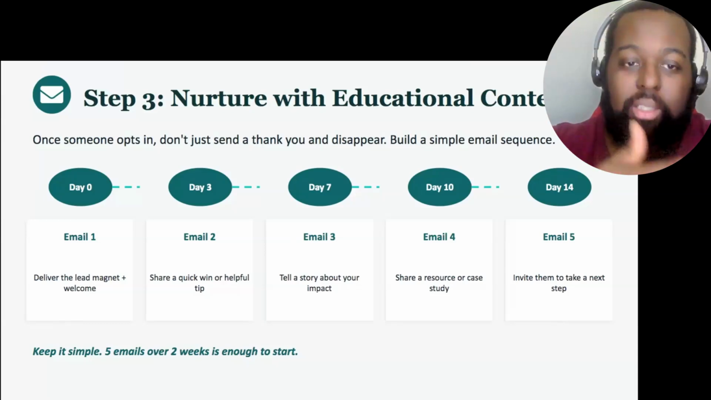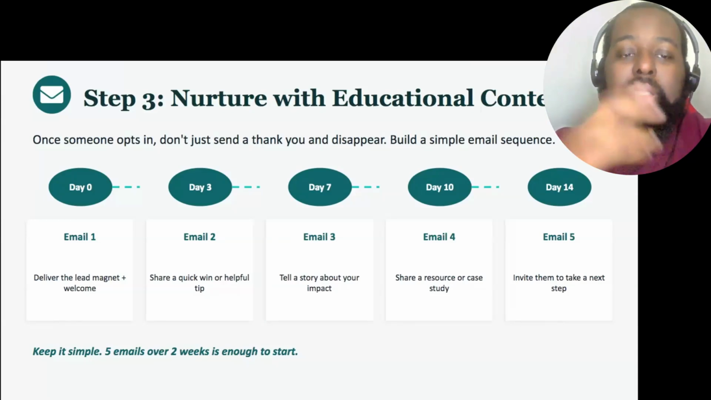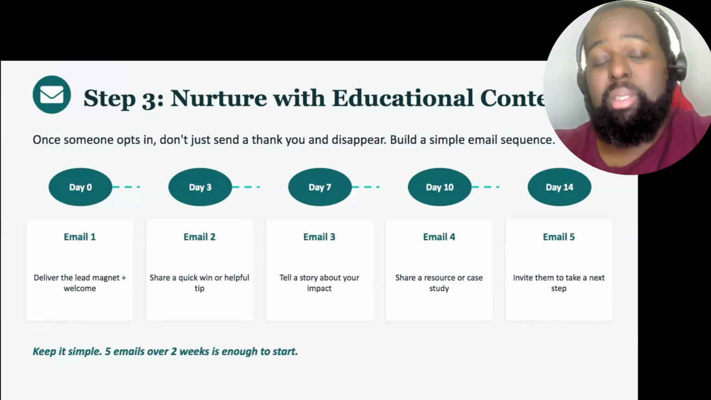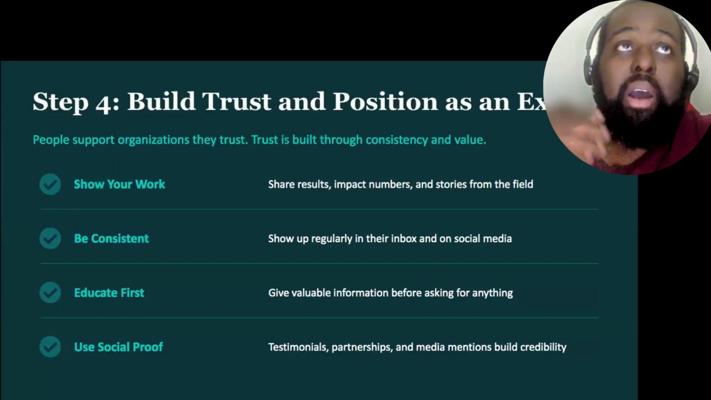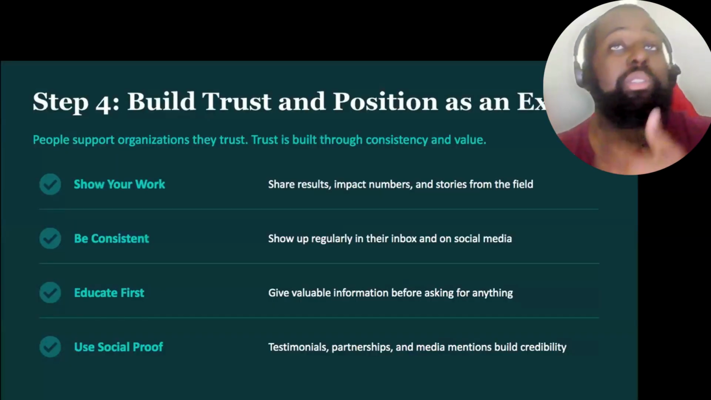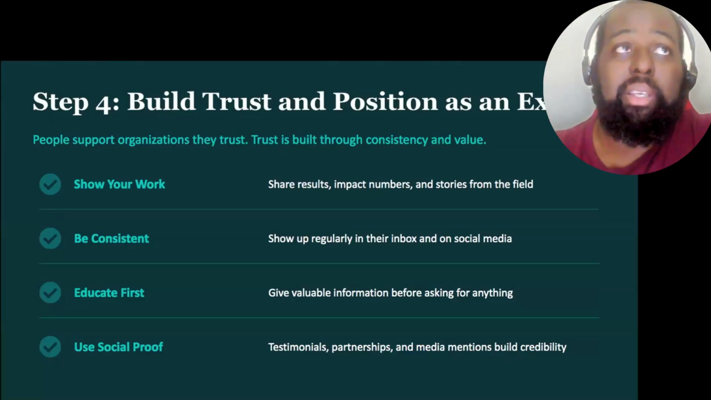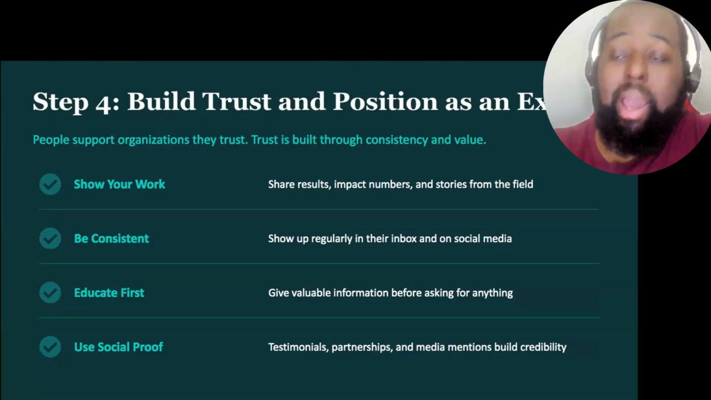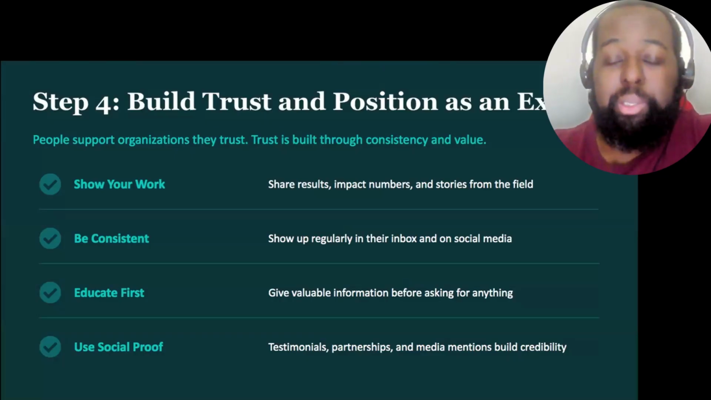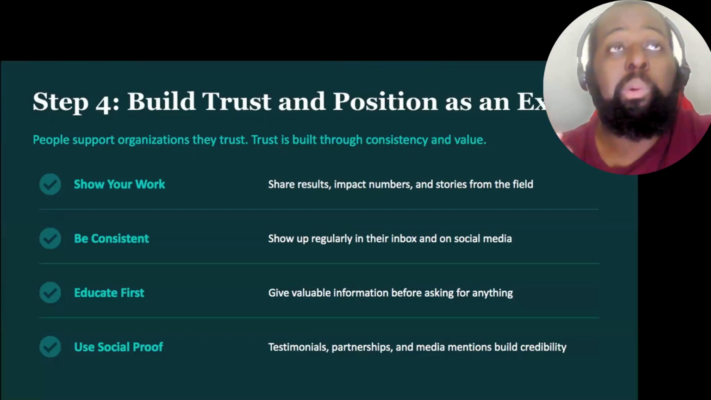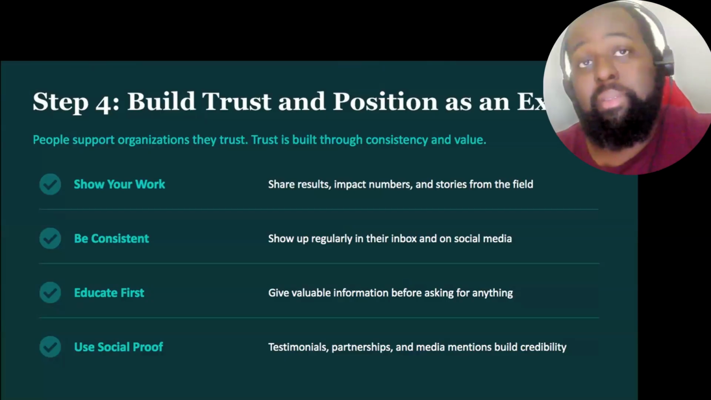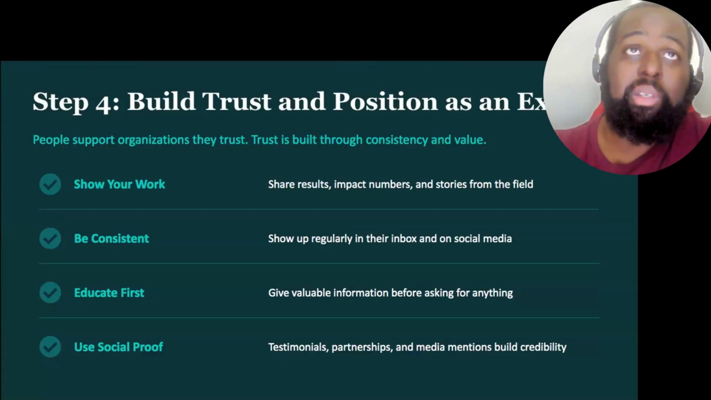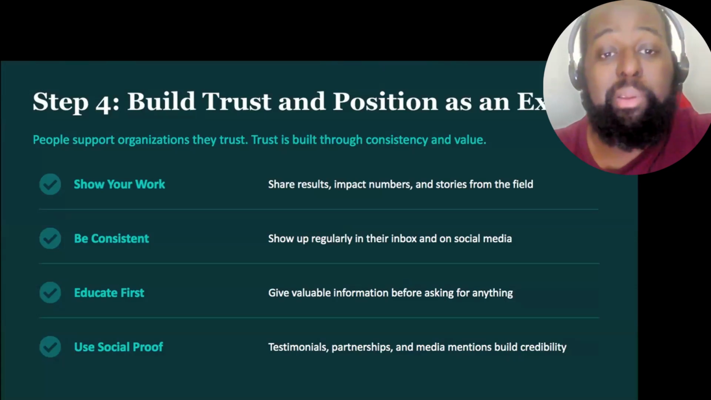So now you've talked to your audience, you understood your audience, you've created something of value for them to take advantage of. You've spoken to them and nurtured them throughout a couple weeks. And now you want to build the trust and position yourself as an expert. So the why this works ties into what I was mentioning earlier, the cognitive bias: people support organizations they trust. If they can't trust you, then they won't take advantage of or support the mission. So trust is built through consistency and value.